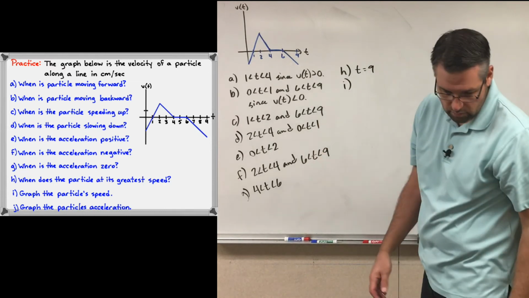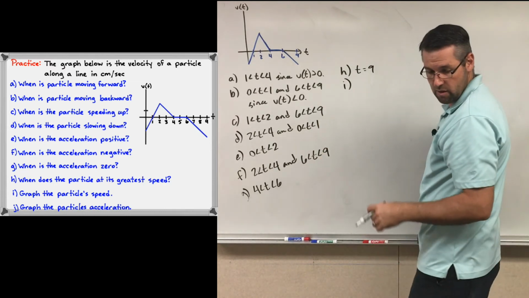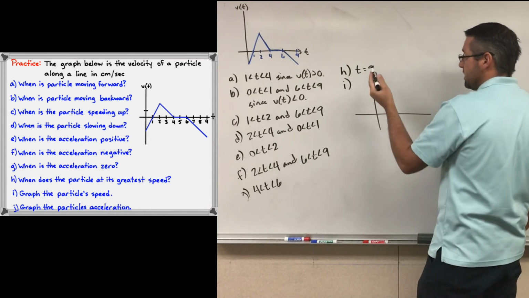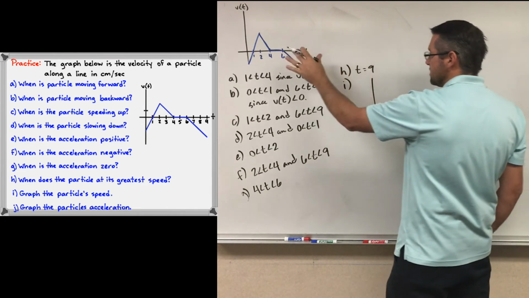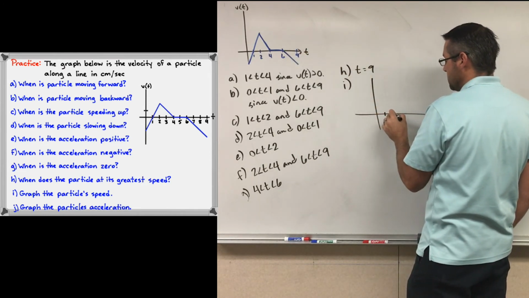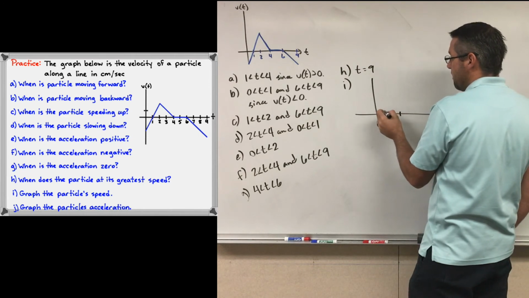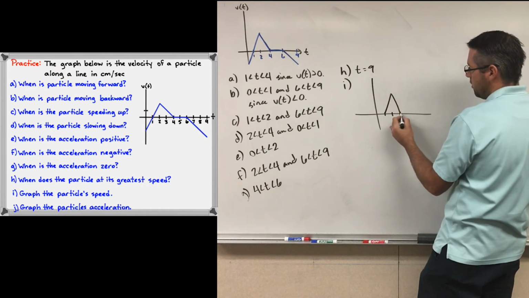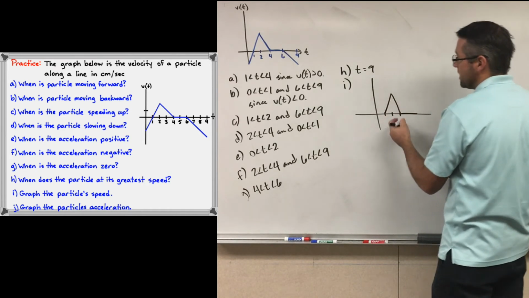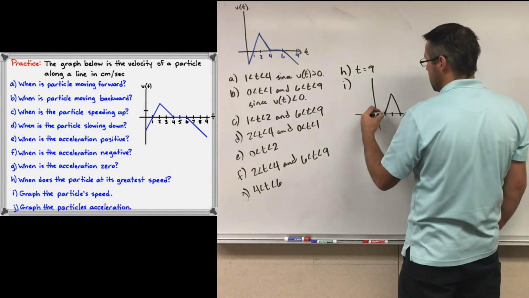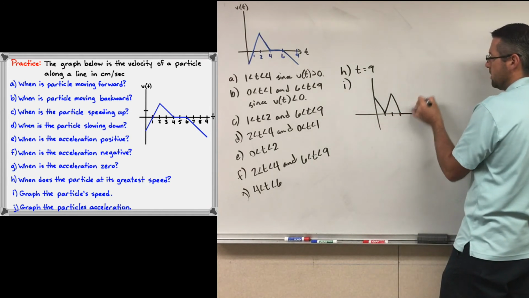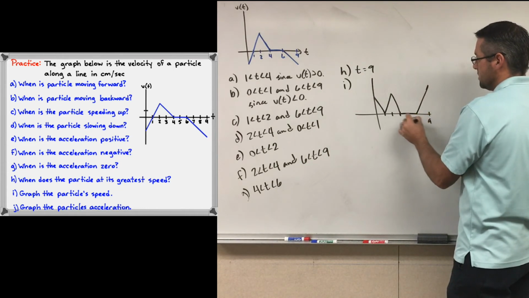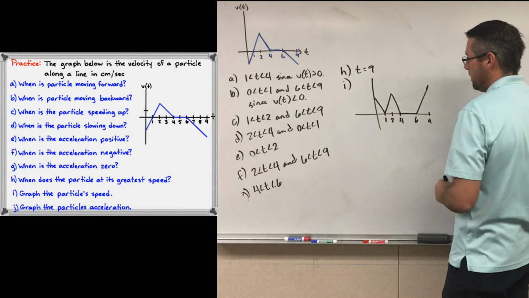Okay? And then for I, it says graph the particle's speed. Well, the particle's speed is, again, the absolute value of velocity. So all I have to do to this graph is to flip it up. Everything that is above the x-axis or the t-axis will remain the same. Everything at 0 will remain the same, but everything below the x-axis has to reflect up. So it would look something like this. Okay? That would be my speed graph, essentially. 9 and 6 and 4 and 2 and 1. So that's my speed graph.